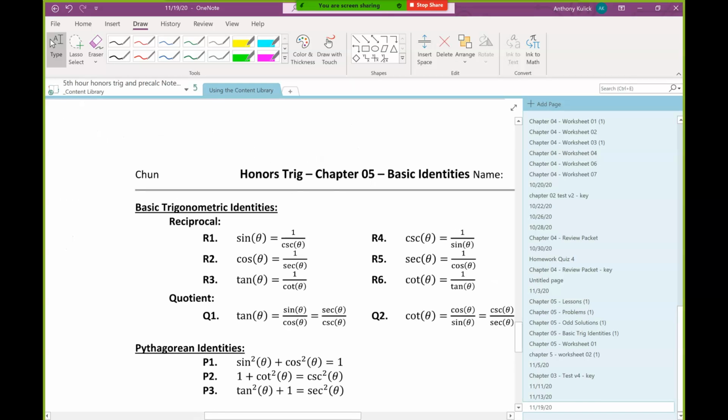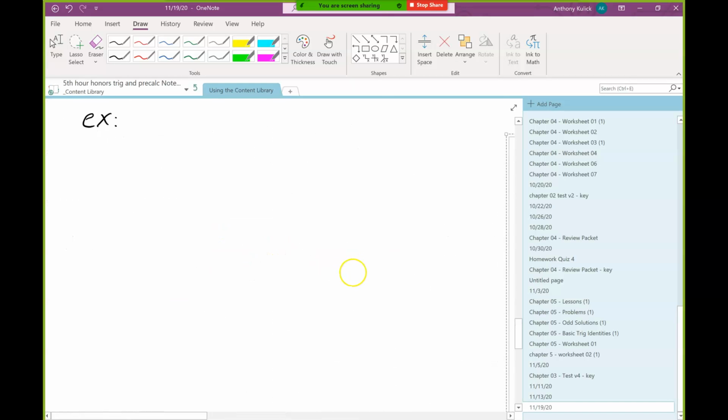So I'm going to drop in the identities again because we're going to be referring to those during the course of these problems.